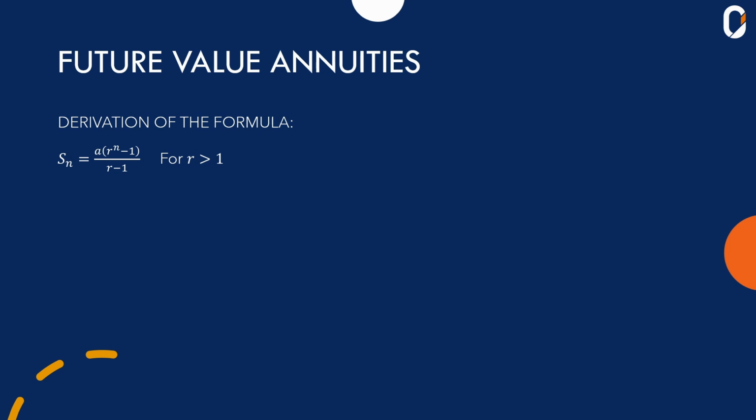That is where we need to derive a formula to make our calculations simpler. Now we know this formula from sums: Sn is equal to a times r to the power n minus 1, all divided by r minus 1, where r is greater than 1. This is a summation formula for a geometric series. And again, we know that Sn is equal to a times 1 minus r to the power n, all divided by 1 minus r, for r less than 1. And again, that is a geometric series sum.